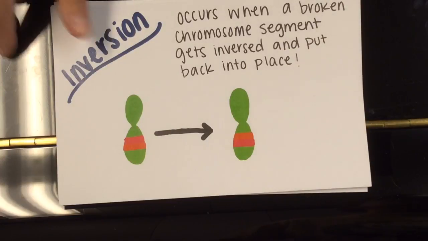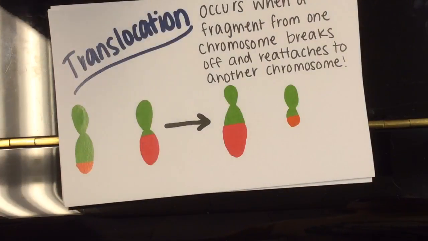The last chromosomal mutation is called a translocation mutation. This occurs when a fragment from one chromosome breaks off and reattaches to another chromosome.